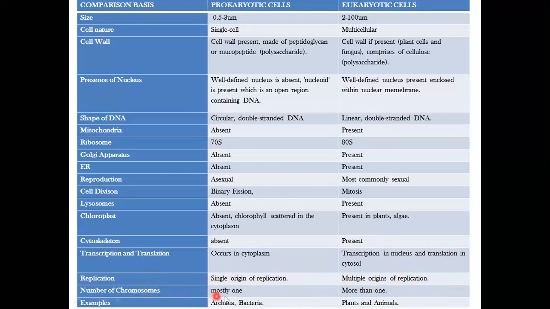Number of chromosomes: in prokaryotes, mostly one, and in eukaryotes, mostly more than one chromosome is present. Examples of prokaryotes are archaea and bacteria, and examples of eukaryotes are plants and animals. So these are some comparative analyses of prokaryotes and eukaryotes.